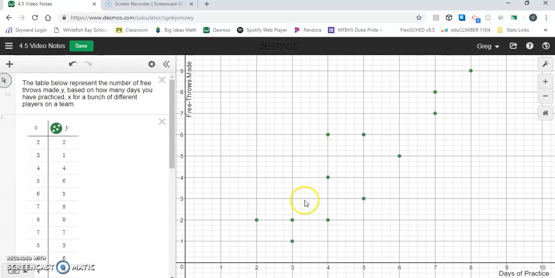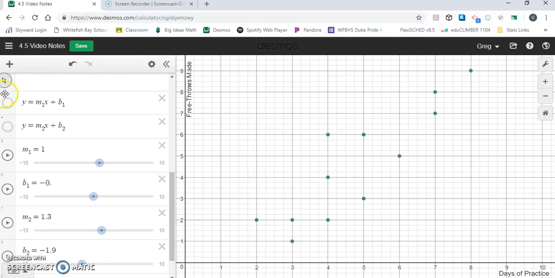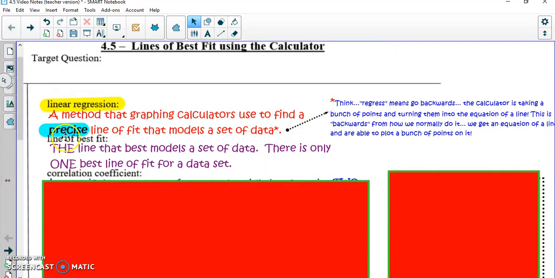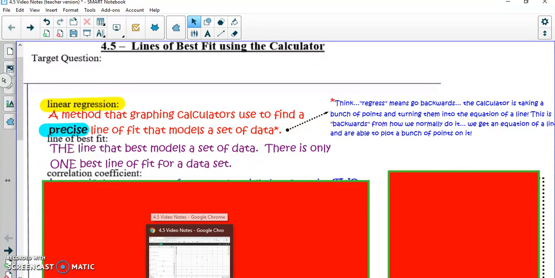So here I'm starting with a set of data, and I'm going to try to fit a line to it, rather than what we traditionally do, which is kind of go backwards, where maybe we have a line, and then we use that line or that equation to plot a bunch of points. So here the computer's just going backwards. It's taking our data to come up with a very, very precise line of best fit, and it's the best line of fit that it can possibly come up with.